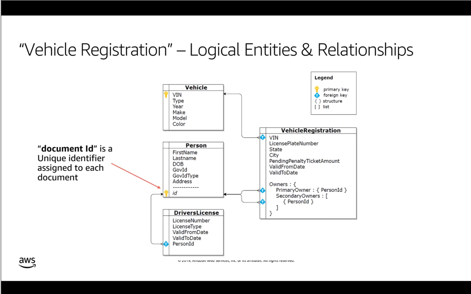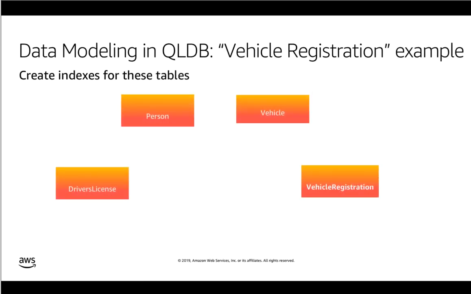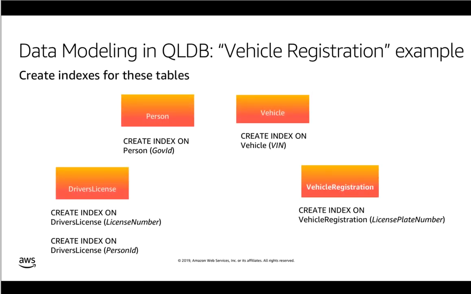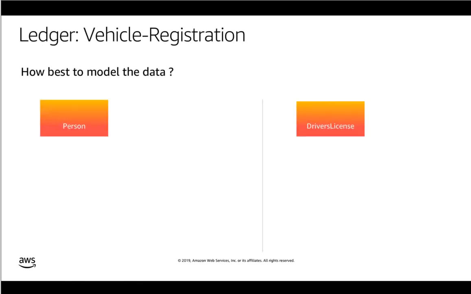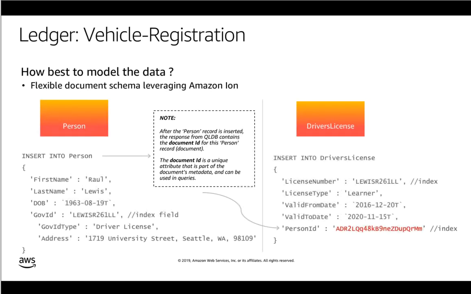Armed with these concepts, let's move on to the next step of actually defining the indexes. Creating an index is as simple as executing a PartiQL query statement, create index on the table, and in brackets you specify the attribute name. This attribute name is based on the attribute names you specify in documents that you insert into that particular table. Now moving on, the question is, how do we model this data?